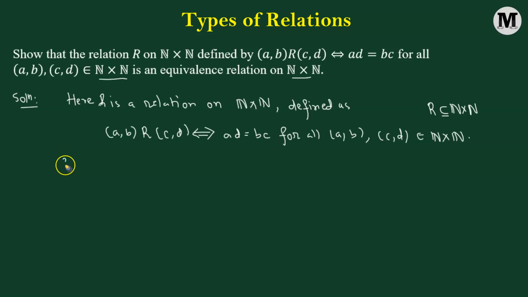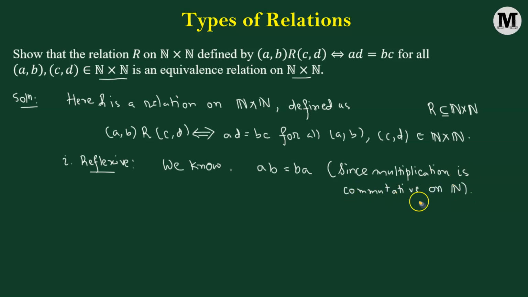Okay, so we'll start with the first one. We will check whether the given relation is reflexive or not. So how do we check that a given relation is reflexive? Here we know for a fact that if we take the product of A with B, then this is equal to the product of B with A, because multiplication is commutative on N.